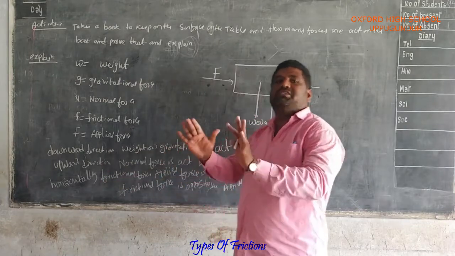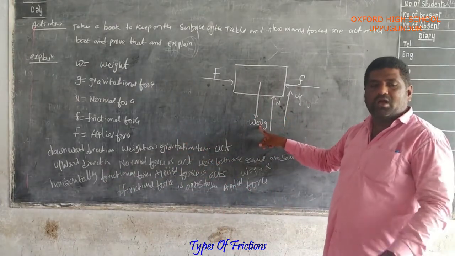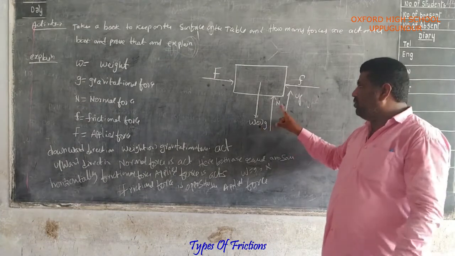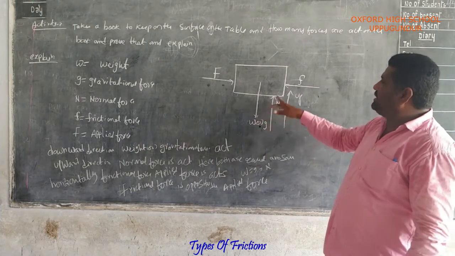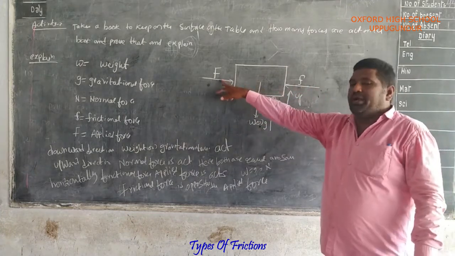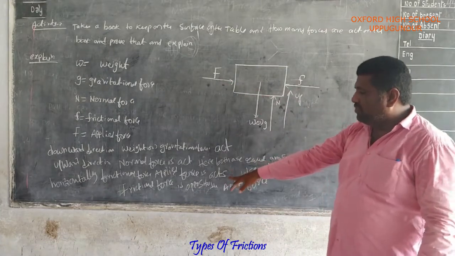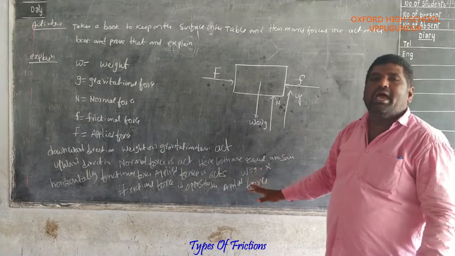In the downward direction, how many forces are acting? One, that is the weight or gravitational force. In the upward direction, how many forces are acting? One, the normal force. And horizontally, how many forces are acting? Frictional force and applied force. So the frictional force is opposing the applied force. This is the experiment.